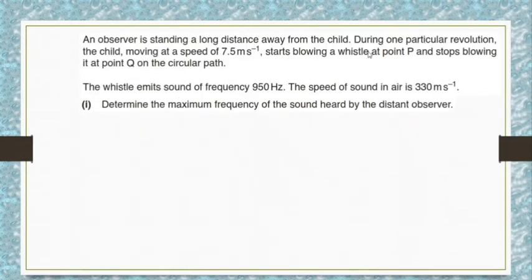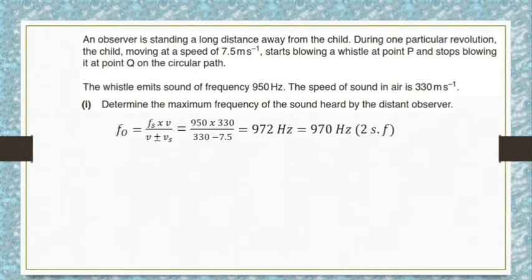During one particular revolution, the child, moving at a speed of 7.5 meters per second, starts blowing a whistle at point P and stops blowing it at point Q on the circular path. And the frequency of the sound is 950 Hz. The speed of sound is given. Determine the maximum frequency of the sound heard by the distant observer.